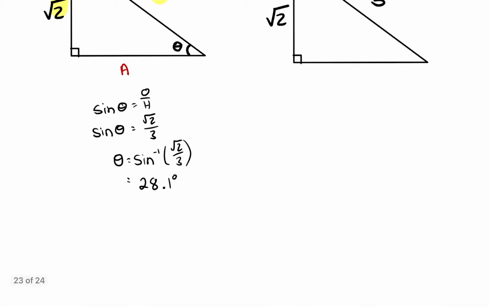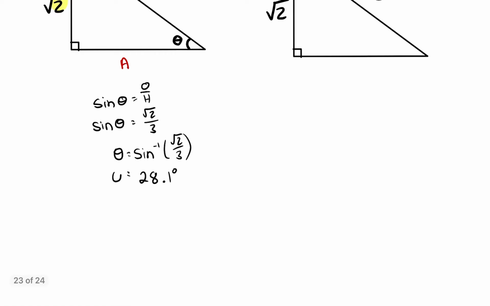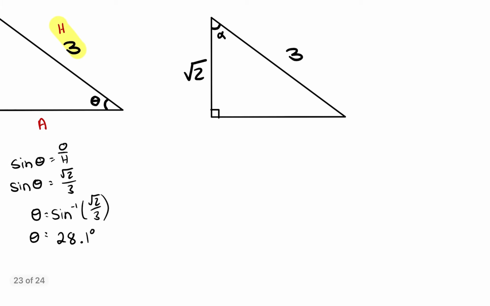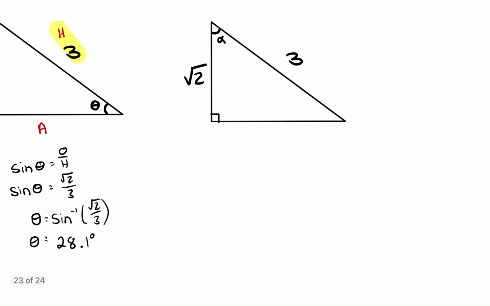So there we go, we have found our first angle, we've found theta. Now let's go over here and we're going to use the same approach. I'm going to start by labeling. So there's my A, there's my H, and O. I look at this, and I've got A and I've got H. A and H means cos, so we're going to use cos. Substitute in what you know. So still got that square root 2 over 3.